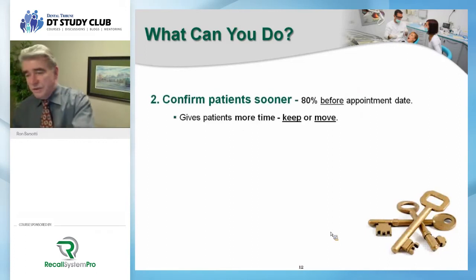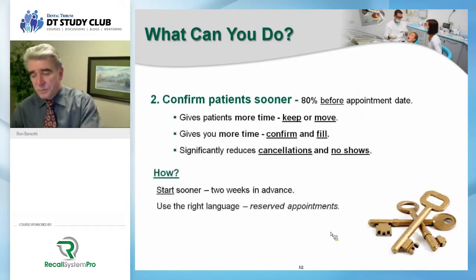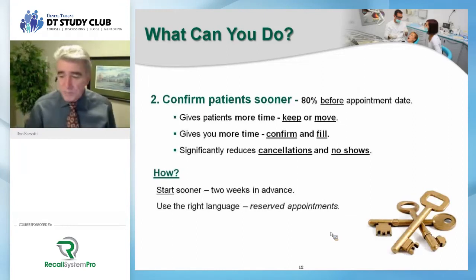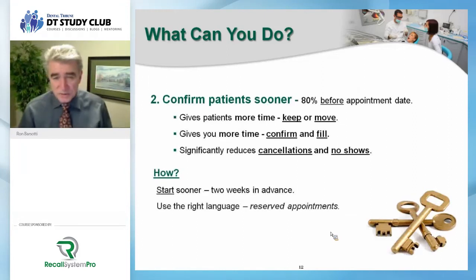The next step is related to confirming patients sooner and looking to confirm 80% of scheduled patients before their appointment dates. Given that patients are booked out 3 to 6 months in advance, you want to ensure that at least 80% of these patients are confirmed before their appointment dates in order to minimize openings and cancellations.